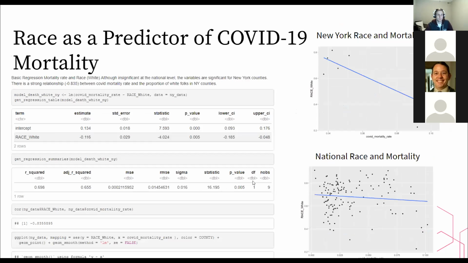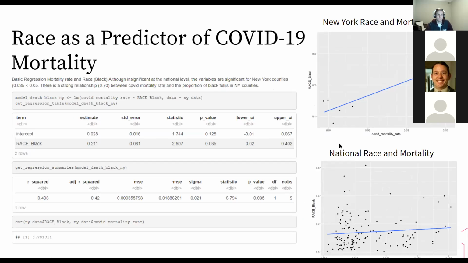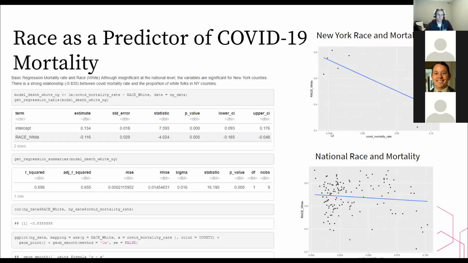We looked at a similar model for a couple of different races. One thing to note in particular is there's a positive relationship between mortality rate and Black individuals, and a negative relationship between mortality rate and white individuals in these New York counties. Again, there's a general negative trend as far as white and COVID mortality rate goes.